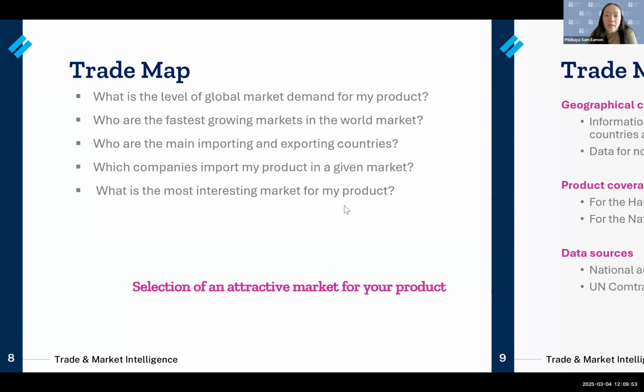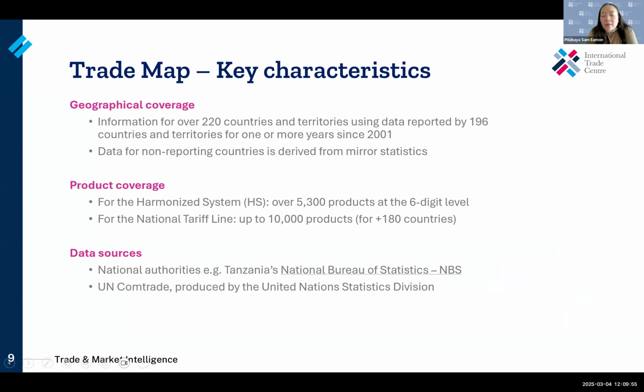Let's continue. Just a little background about TradeMap and its key characteristics. So TradeMap has data from over 200 countries and territories. So you're saying, Sam, but there's only around 193 countries around the world. Why do you have data from 220 countries? This is because we're counting customs territories as well. For example, China, you'll be able to see China mainland data, China Hong Kong data, and also China Macau data.